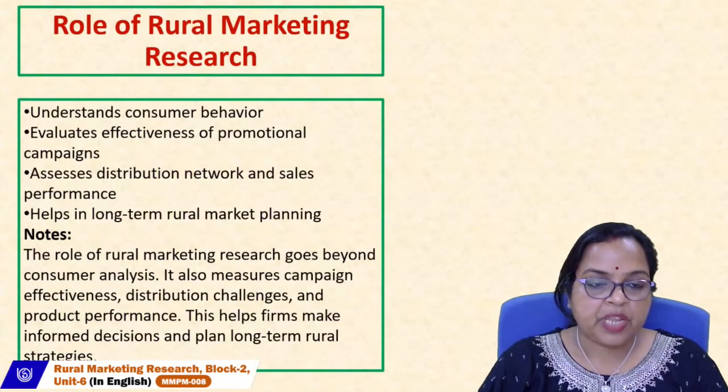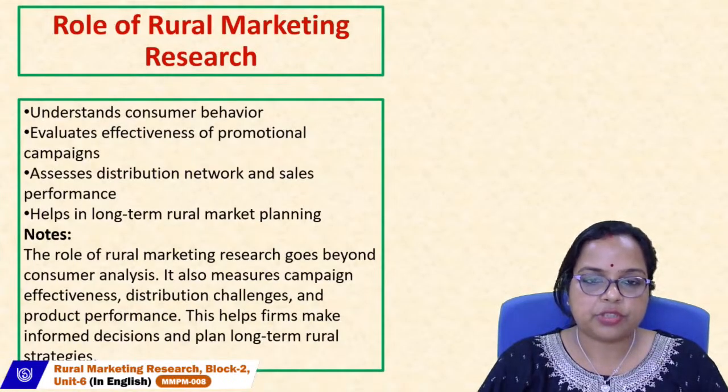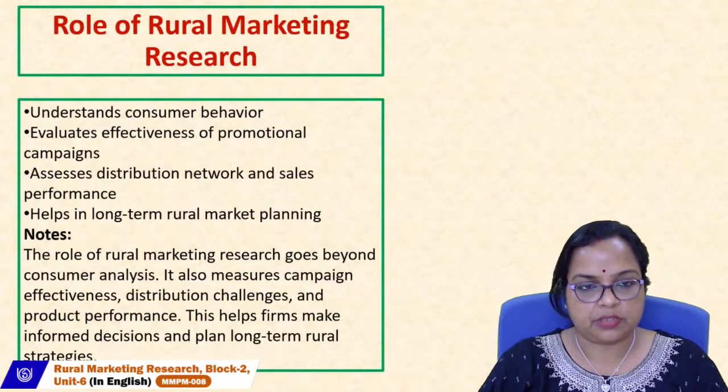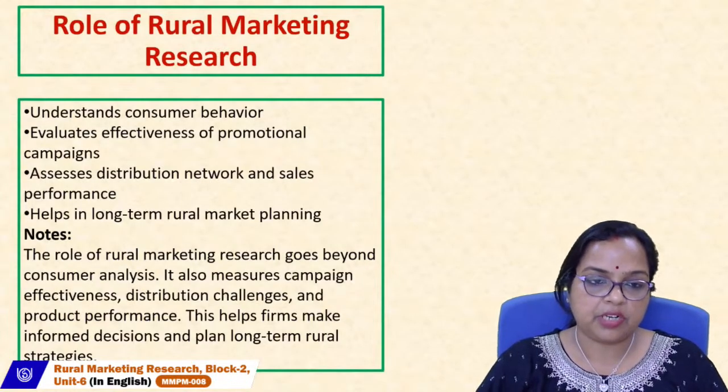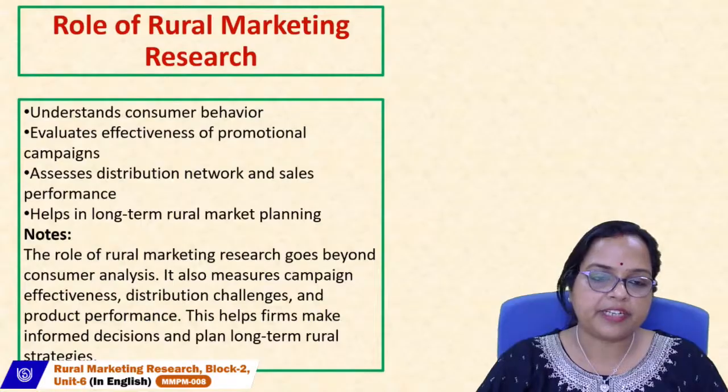The third objective of doing rural marketing research is to assess the distribution network and sales performance. How far the distribution network is efficient in distributing the product or in helping the marketer to reach the customer, and how far the sales performance is going on. You can also know through the process of rural marketing research.